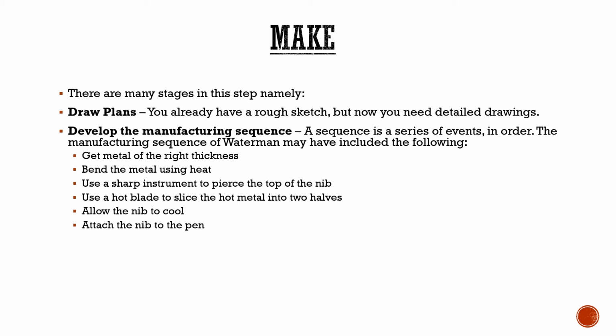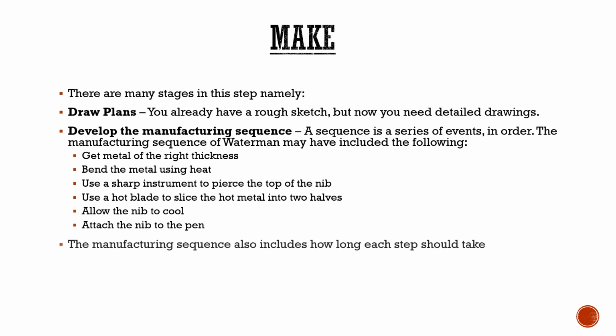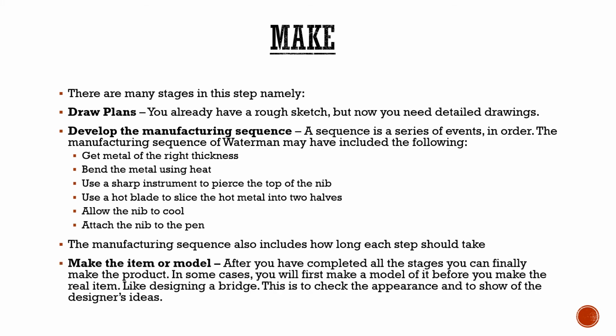Get metal of the right thickness. Bend the metal using heat. Use a sharp instrument to pierce the top of the nib. Use a hot blade to slice the hot metal into 2 halves. Allow the nib to cool down and attach the nib to the pen. The manufacturing sequence also includes how long each step should take.